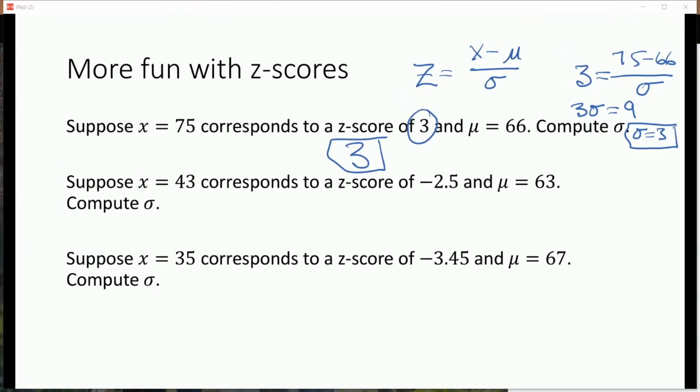Okay, the next two are completely different. See if you can compute those. I'll bet you can. I'll give you a minute just to practice.